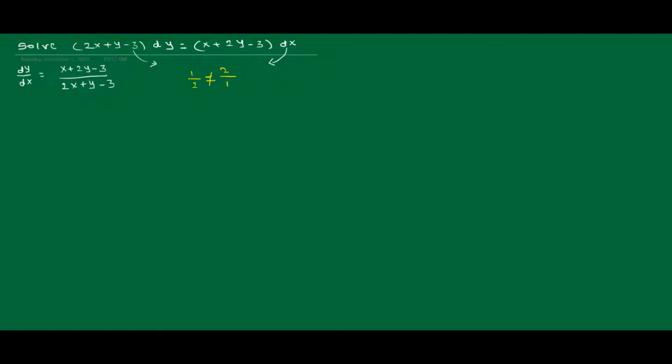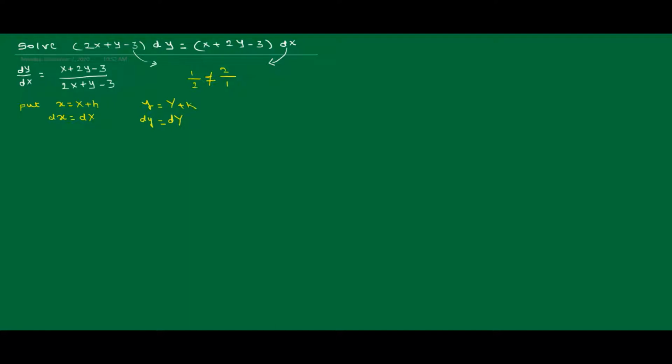Therefore we have to reduce it to the homogeneous form, and to reduce it we put x is equal to capital X plus small h. So therefore dx is equal to dX. Similarly y is equal to capital Y plus small k. Then dy is equal to dY. Now substitute both the values in the above equation.